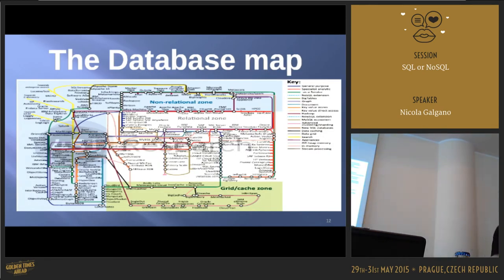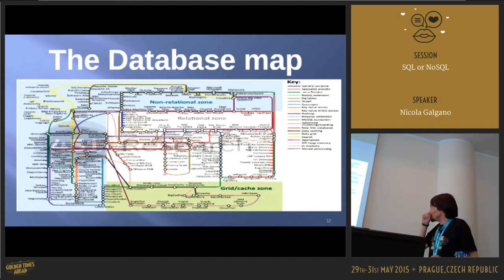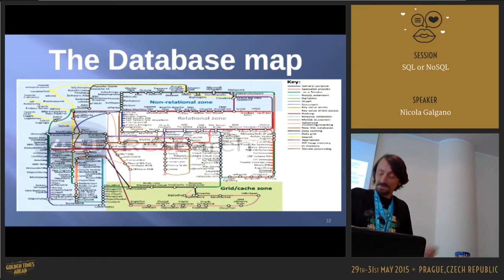So, before we lose, I want to give you a map, the whole panorama of the database. We in Joomla use MySQL, so I'm here. But as you can see, there are a lot of bus stop, underground stop. There are a lot of kind of databases to manage different things.